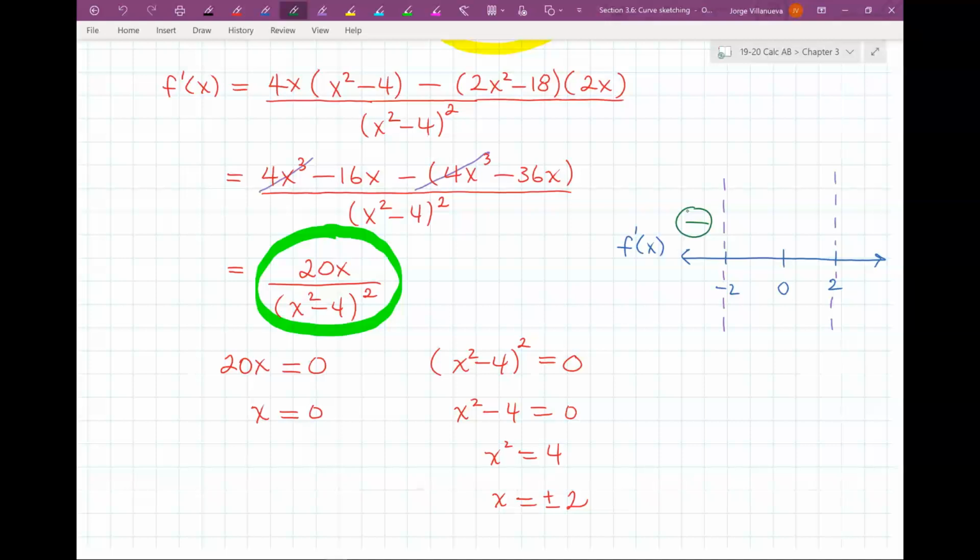Now, what about a negative 1? Again, the bottom doesn't matter. So positive or negative? Negative. So would negative 2 be a critical point if there was no asymptote there? No, it doesn't change direction, right? Now let's plug in a 1. What should I get? A positive. And what if I plug in a 3? Also positive, because it doesn't matter what the bottom is, because it's always going to be squared. What matters is the top portion, right?